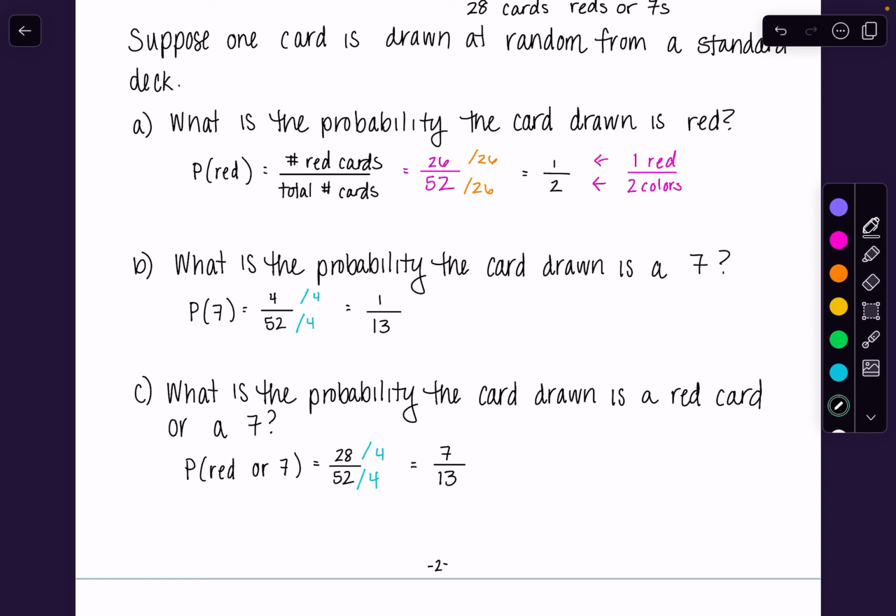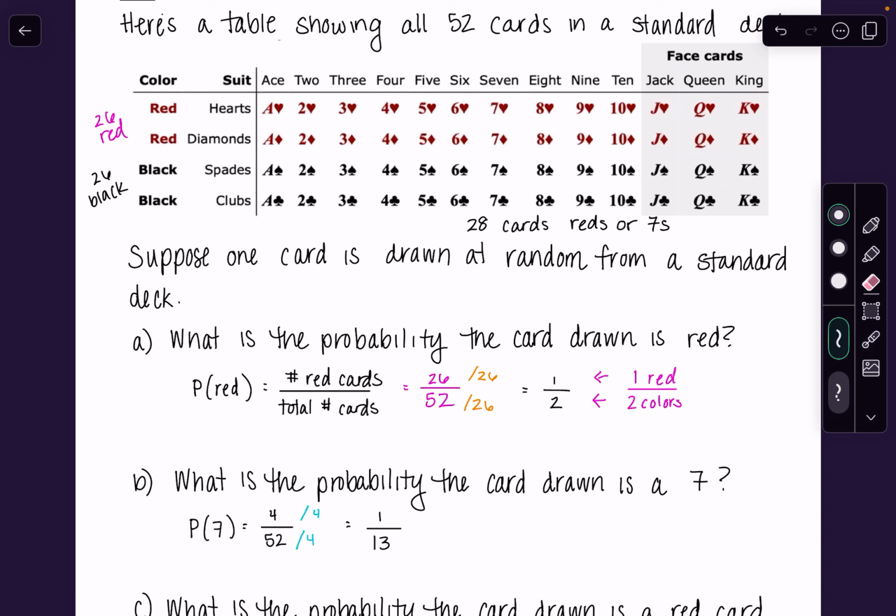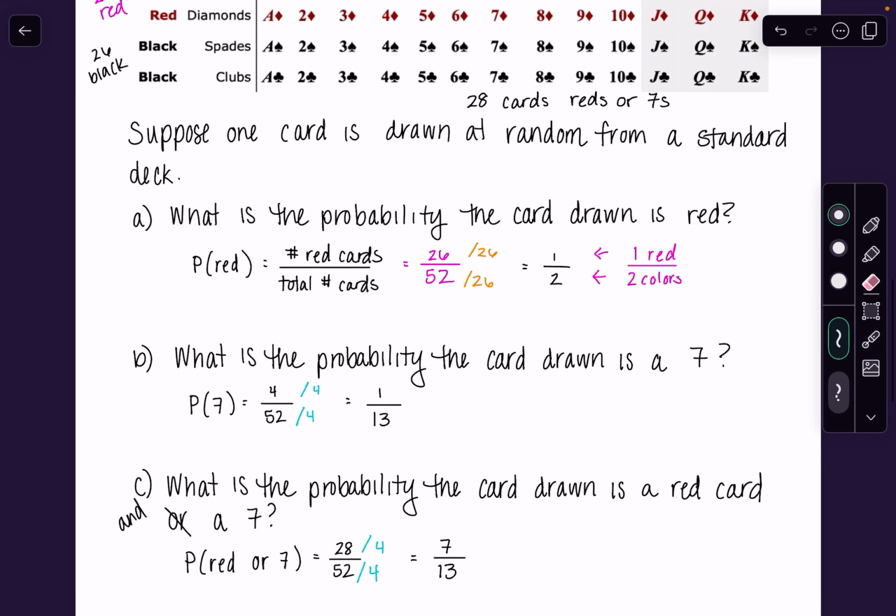If, however, I change this slightly and I said, what is my probability of drawing a red and a 7, completely changes the meaning of this problem. Because "and" means it has to have both of those criteria. So I need this card to be red and a 7. And in that case, only 2 out of 52 cards fit this category. Okay? So pay very, very close attention to the words that are used. So remember, "and" and "or" have very different meanings from our Venn diagrams.